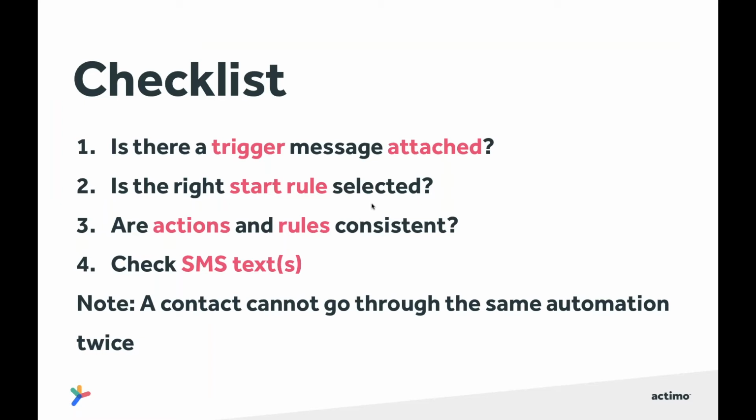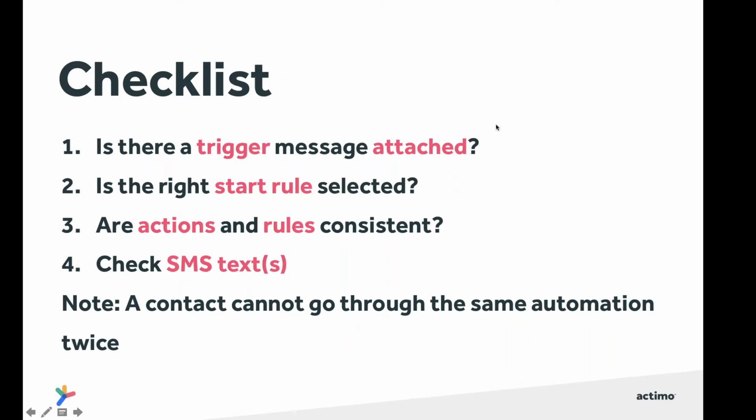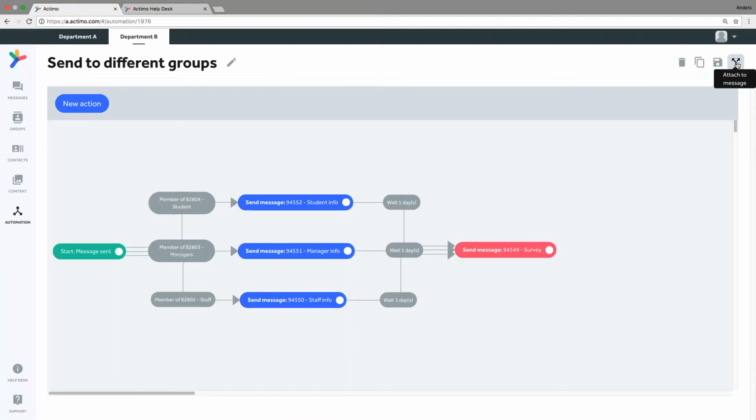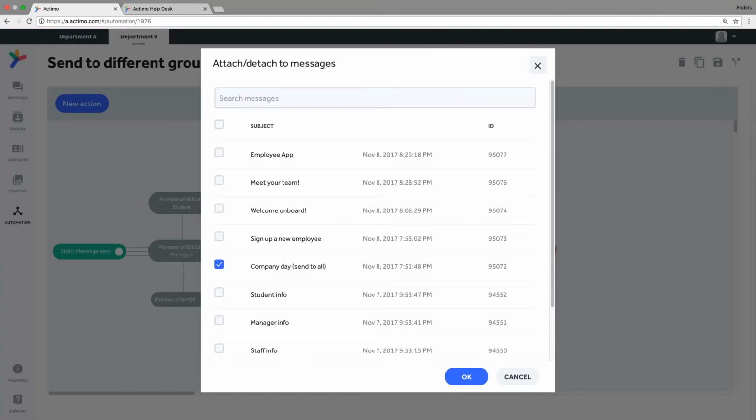When you are doing automations yourself, you can very much benefit from this checklist. So ask yourself, is there a trigger message attached to the automation? You check that by going to the upper right corner here, and you can select more than just one message actually.